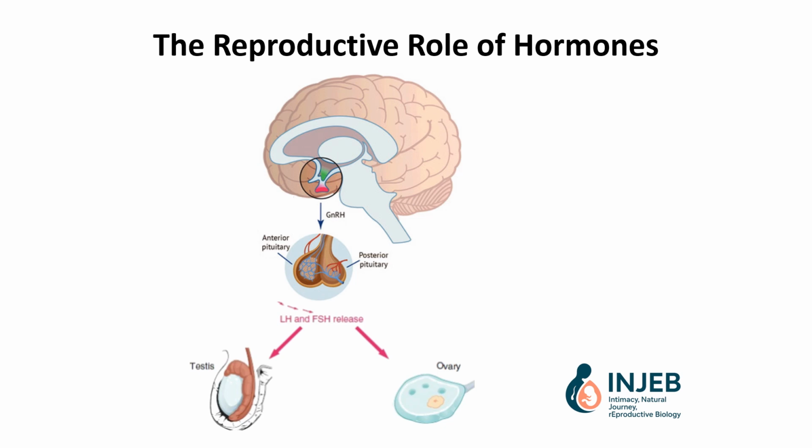Hormones are messengers between the brain and the reproductive system, mainly the ovaries and the testes. Both female and male reproductive systems are controlled by hormones. The brain releases the follicle stimulating hormone or FSH and the luteinizing hormone or LH that control ovaries and testes.